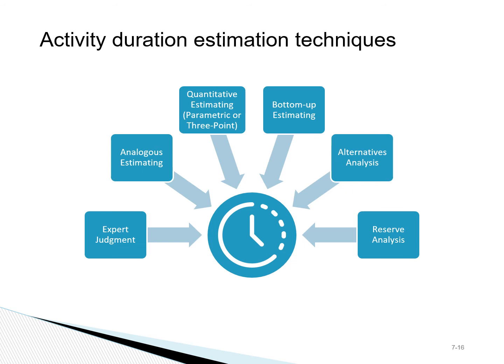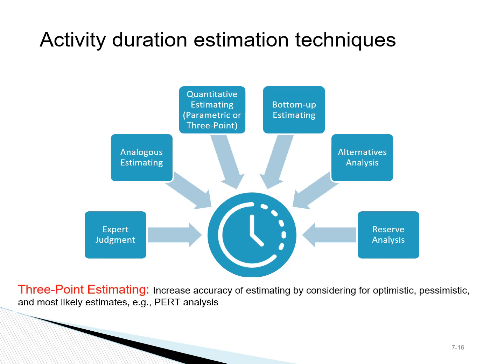on scarce resources. 3-point estimating is a form of quantitative estimating, and it increases the accuracy of the estimate by considering the optimistic, pessimistic, and most likely estimates and combining those to come up with a better estimate.